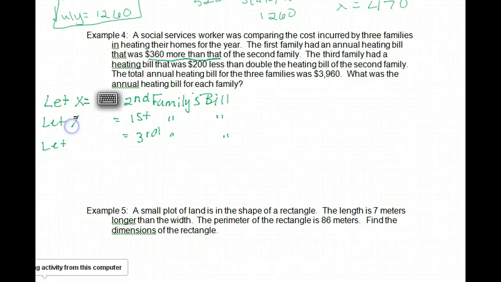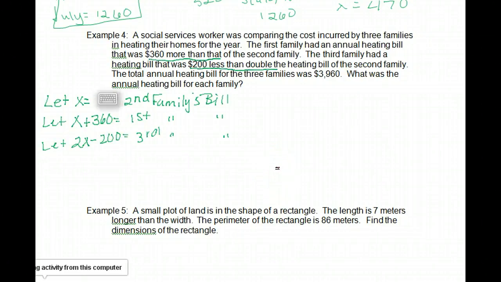So the second family's bill was X. More than means addition, so we have X plus 360. The third family's bill was $200 less than double. So first we have to double the bill of the second family, and then we have 200 less than that, so that indicates subtraction of 200.